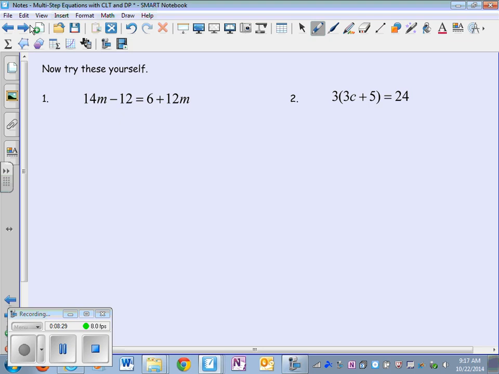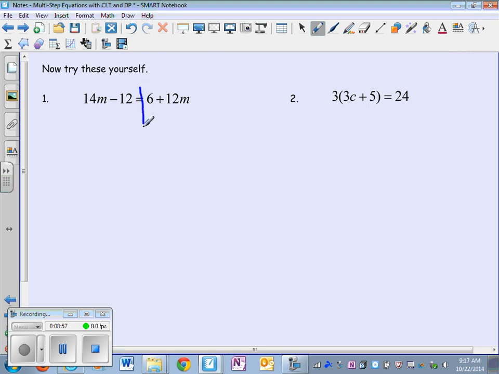All right, if you look at the next, we have two equations over here. Go ahead and try both of these equations. The first number, number 1, you've got variables on both sides, and number 2, you are distributing. Go ahead and pause this, solve and check these examples, and then you can watch to make sure that you've gotten the answer correct. So pause this now.